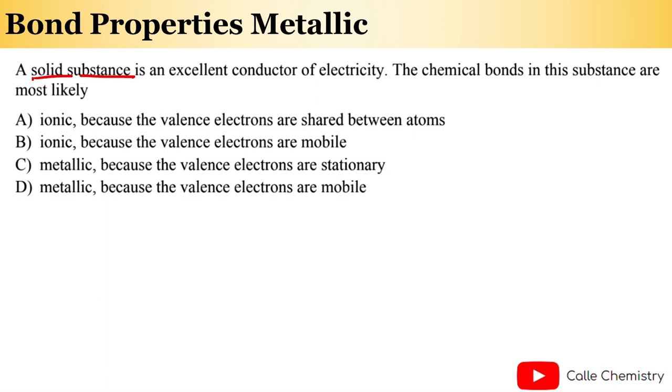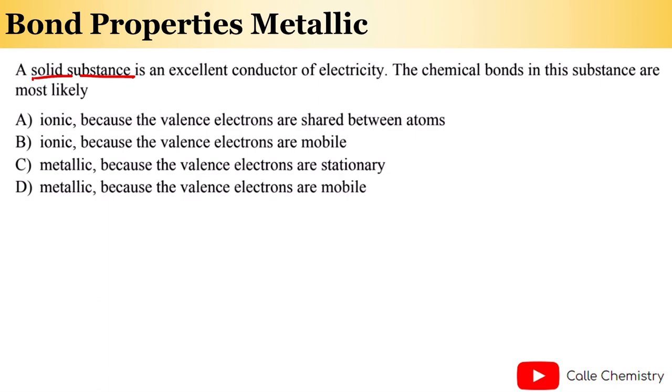compounds can conduct electricity, but they can't conduct electricity in the solid phase, only in the liquid phase. So A and B are out because this question is asking which is an excellent conductor of electricity in the solid phase, not the liquid. So A and B are out. C and D. The answer is metallic, but now you have to give the correct reasoning as well. So you have to pick which one is giving you the correct reasoning of why metallic is an excellent conductor of electricity in the solid phase.